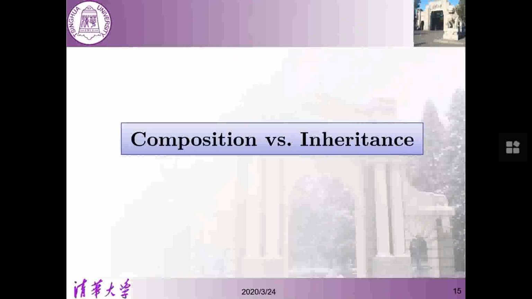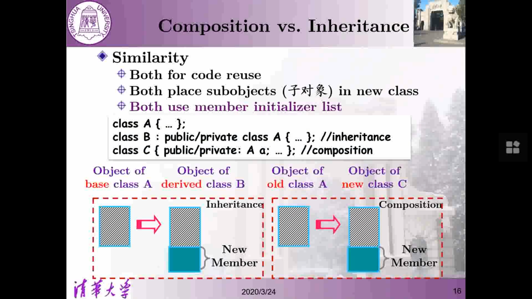Now we learn something about the comparison between composition and inheritance. Actually, they are similar in code reuse, because both of them can be adopted to reuse an existing class. And both of them will place a base object into the derived one. For example, this is inheritance. By inheritance, these members, either data members or interface members or function members, are inherited into the derived object, right?